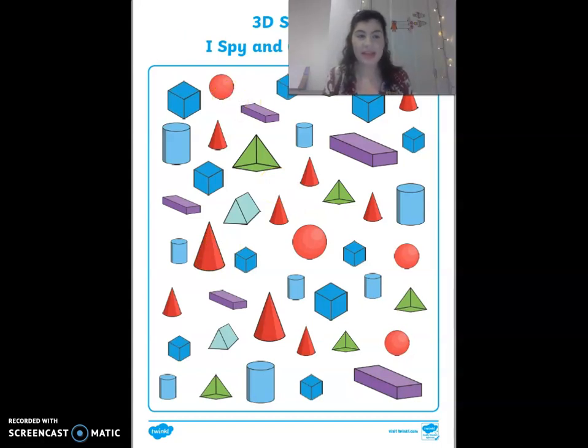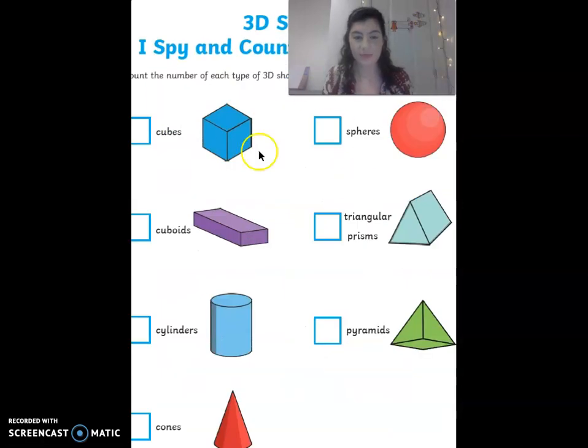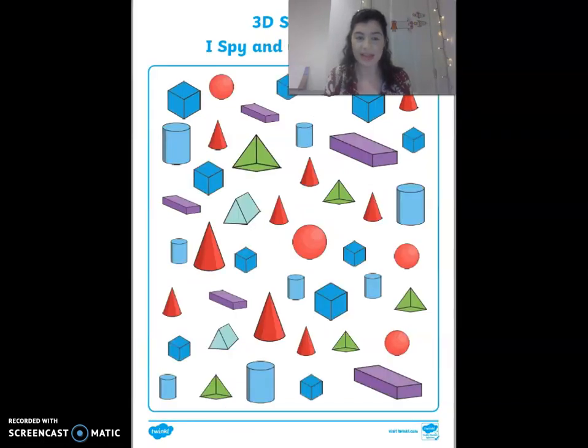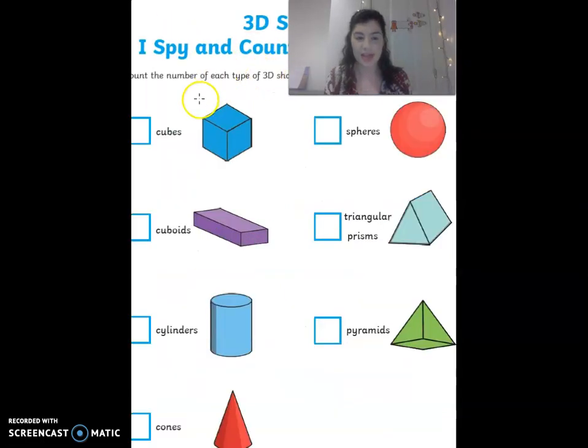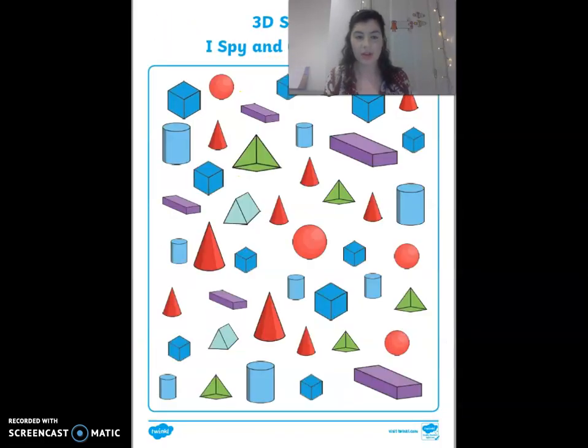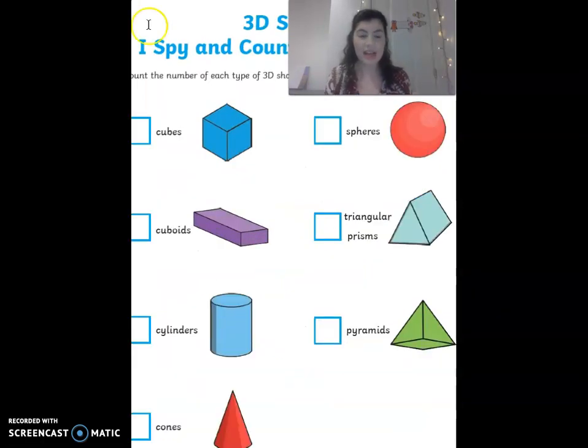So what you need to do is, if you look, there's a checklist with it as well, and it shows you all the different shapes. And you've got to count how many of each shape you can see in our I Spy. So let's do the cube one together. How many cubes can you see? This shape here. Let's have a look. 1, 2, 3, 4, 5, 6, 7, 8, 9, 10. I can see 10 cubes. So on your checklist, you're going to write 10 in the box.